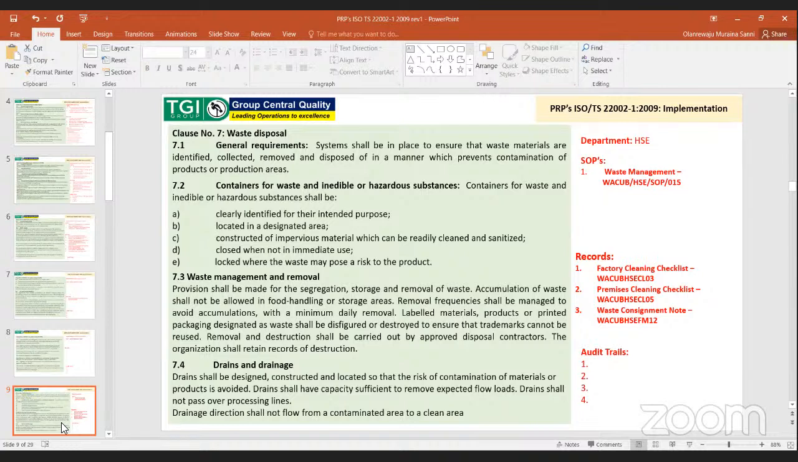The requirement is also talking about drains and drainages. We should not have stagnant water, even in our process production floor. It should be constructed in a way that when we are doing cleaning, the water should have a place, a channel that it's going to pass through, and we should not be observing stagnant or moving water in the production floor as well as in the factory environment.